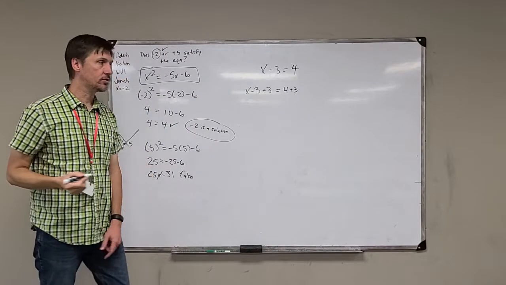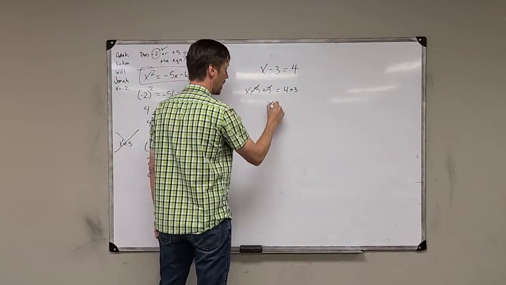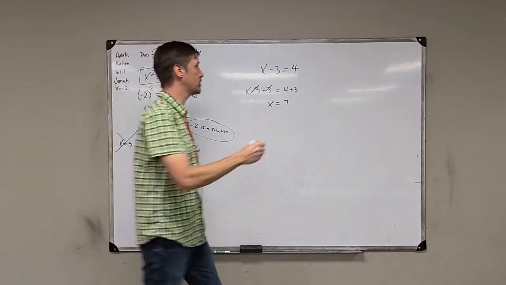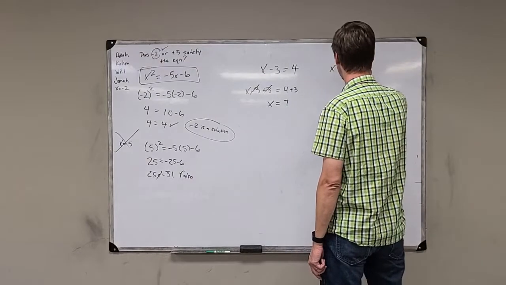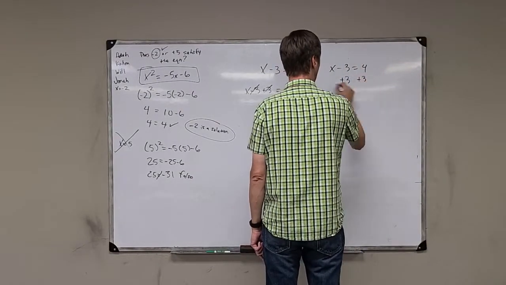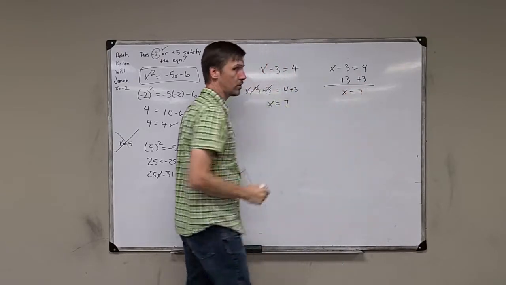Right? If I add a 3 to both sides, this becomes 0. So I'm just left with x, and on this side here, I get a 7. Some of you may have seen it, may have learned it like this: x minus 3 equals 4. You add a 3 to both sides, so you write it like this. And then when you combine it together, you just get x on this side, and you get 7 on this side.